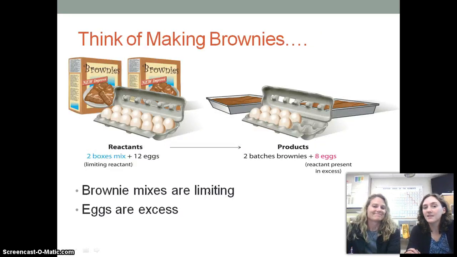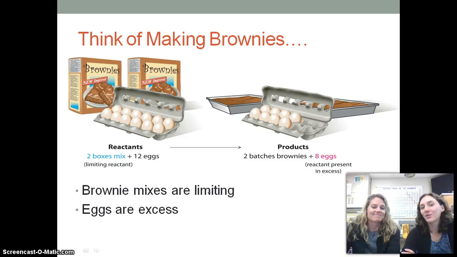I like this analogy because I like brownies. If you buy 2 boxes of brownies and you have a dozen eggs, think about which one's going to be your limiting reactant. Your brownie mixes probably only take 2 eggs each. So your brownies are going to be used up before all of your eggs are used up. So my brownies are my limiting, and my eggs are excess because I have more eggs left over than what I actually needed. At the end, you only have 2 batches of brownies, but you still have 8 eggs left. So that's your excess reactant. I like this example.